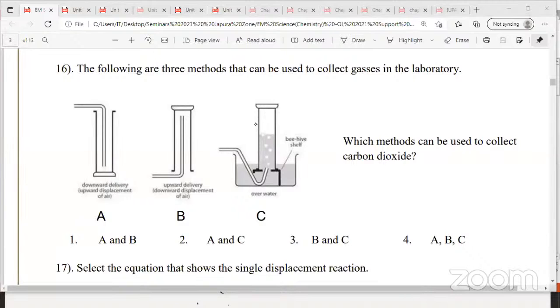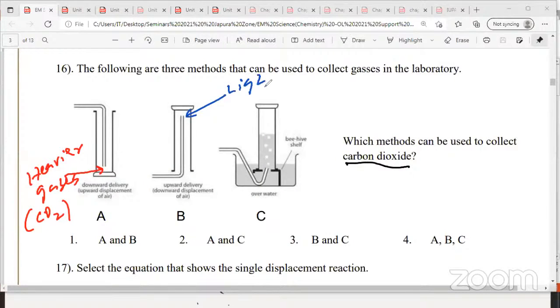Remember this. Forget about the answers. They are asking to collect carbon dioxide. Not only carbon dioxide, for each setup I want you to write which gas can be collected by this method. Heavier gases can be collected by this method. What are the heavier gases? Example, carbon dioxide. In this second tube you can collect lighter gases.